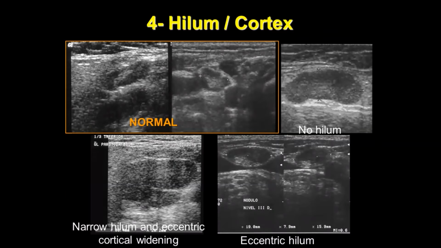Here are some examples of normal lymph nodes, the long axis and the transverse axis. And here an example of no hilum, or here a narrow hilum and eccentric cortical widening, and an eccentric hilum here.